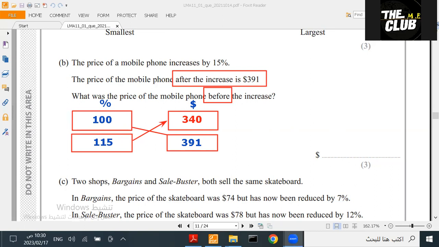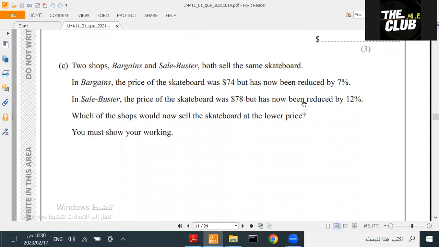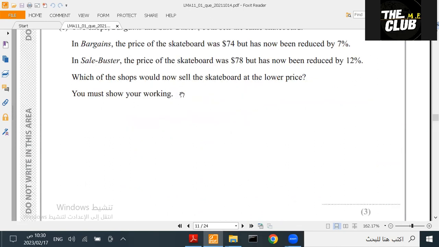Now let's move on to question C. Question C, you see, the shop Bargains and Sale Buster both sell the same skateboard. In Bargains, the price of the skateboard was $74, but has now been reduced by 7%. In Sale Buster, the price of the skateboard was $78, but has now been reduced by 12%. Which of the shops would now sell the skateboard at the lower price? You must show your work clearly.